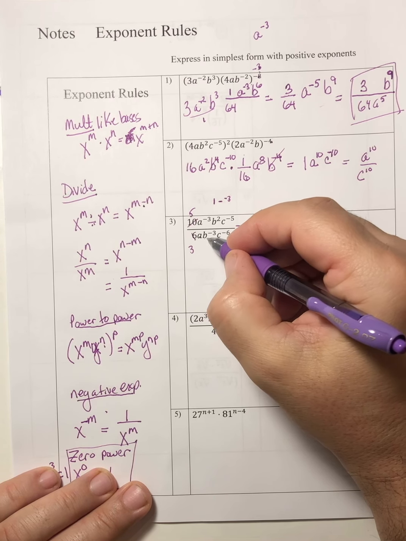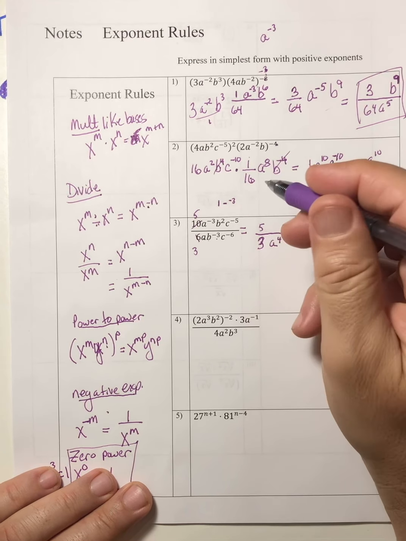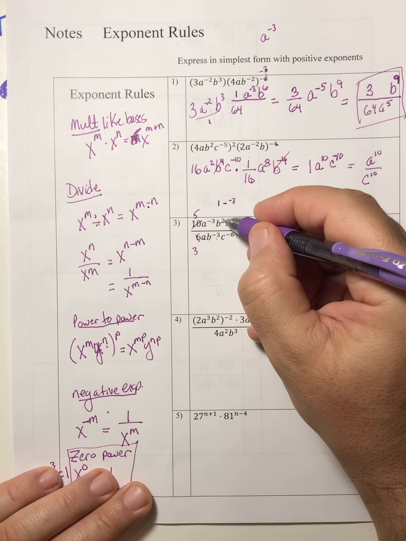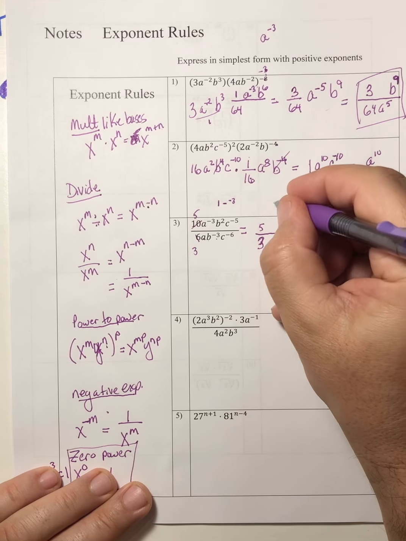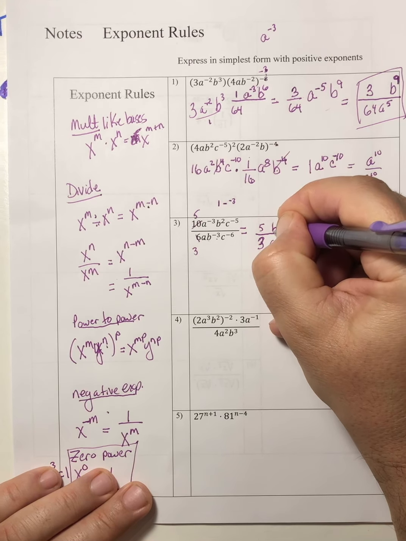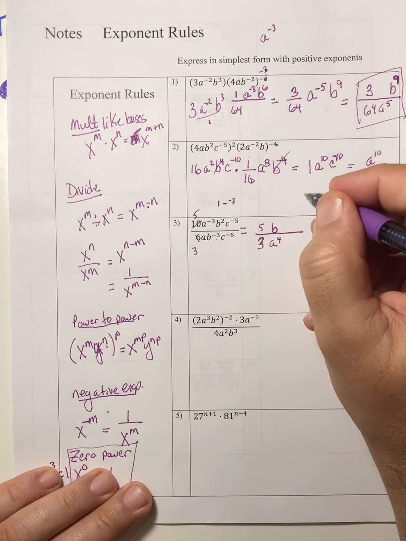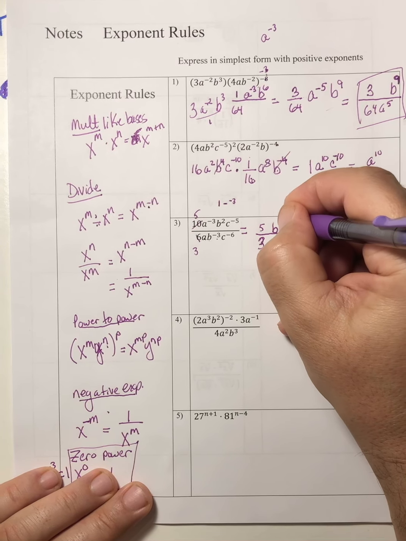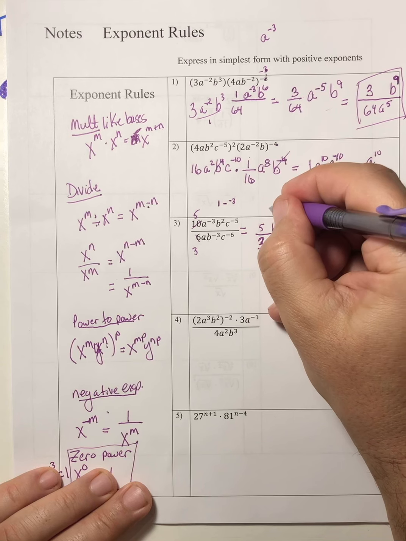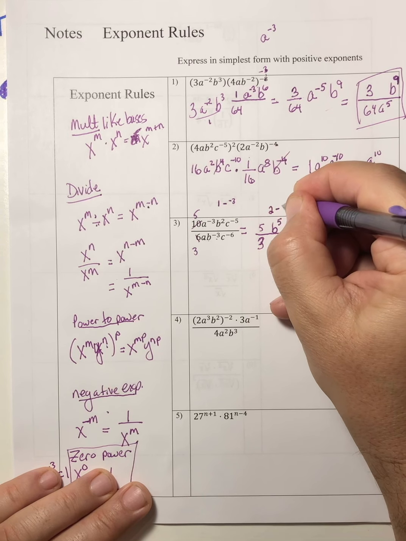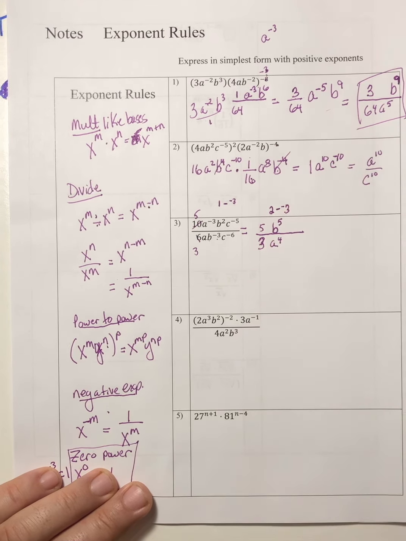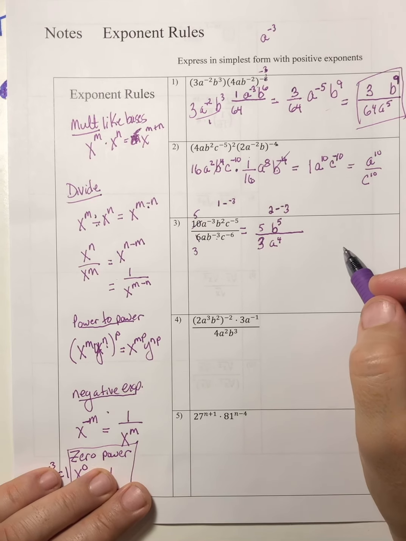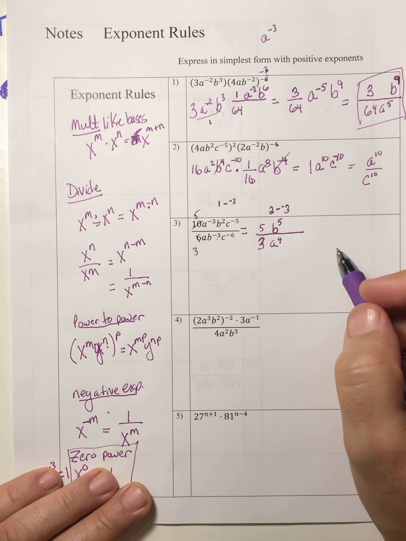B squared, b to the negative third. Which one's bigger? 2 is bigger, so that means the result goes on top. So it's b on top. Now I just have to worry about my exponent. That's right, that's a 5. How'd you get 5? It's 2 minus a negative 3. That's all you have to do. Follow your rules. The rules say to subtract.